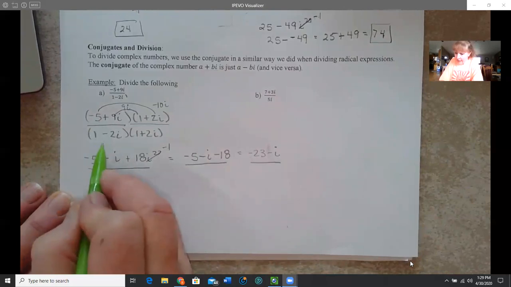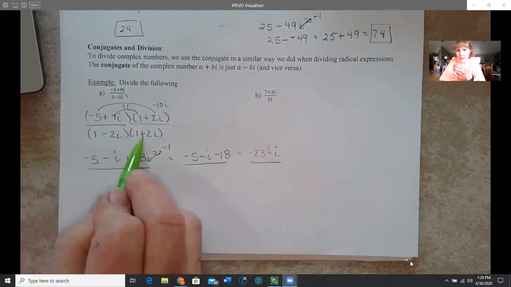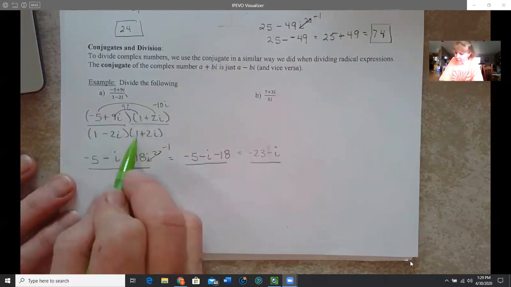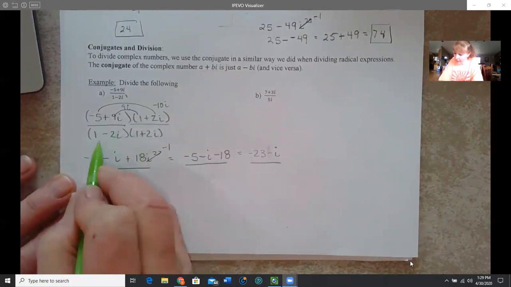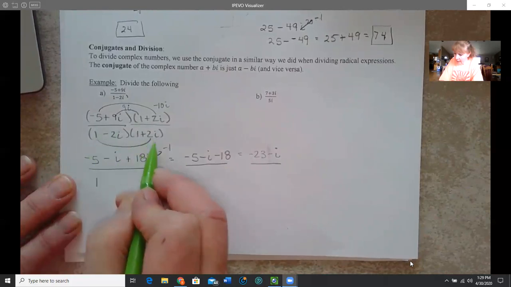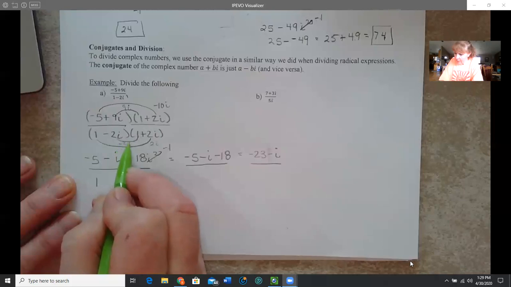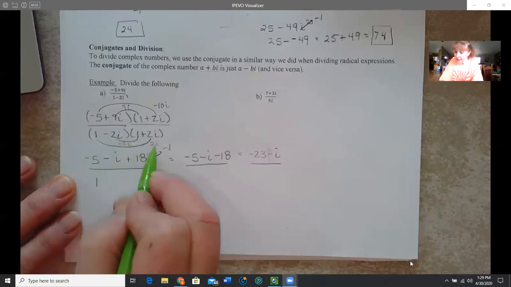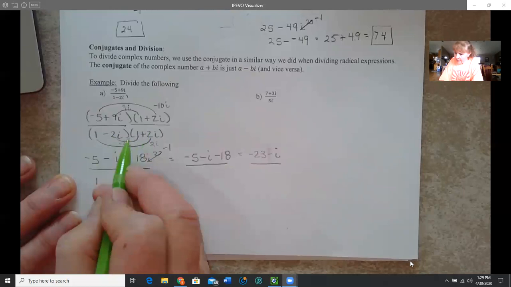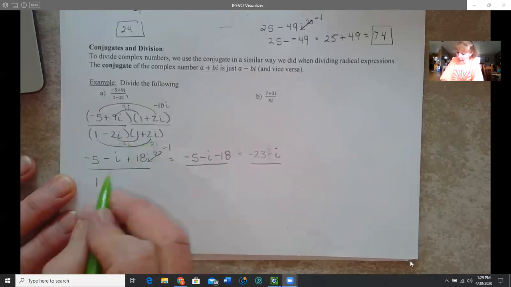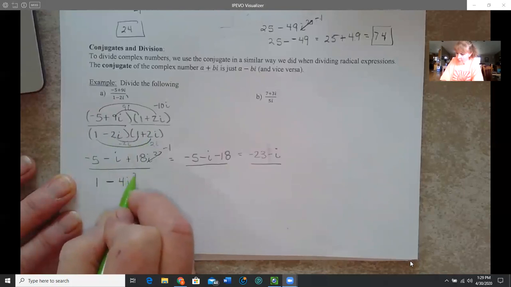FOIL method. Now we know these are conjugates, so if the i's don't drop out, we've done something wrong. So we'll take 1 times 1 is 1, positive 2i, and a negative 2i. When you multiply the outside and the inside, it is 0. So then we take the last times the last, and we get a minus 4i squared.